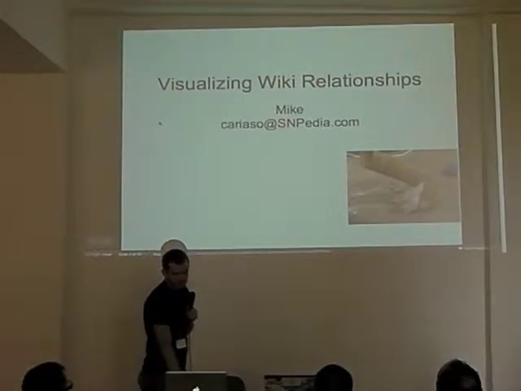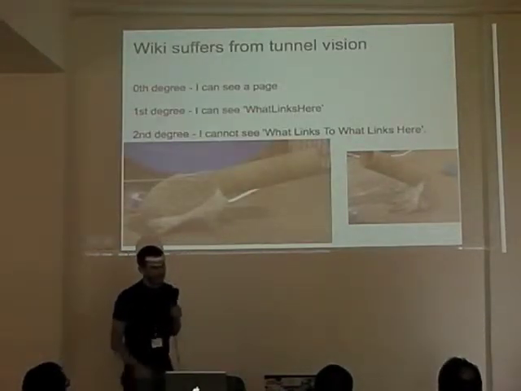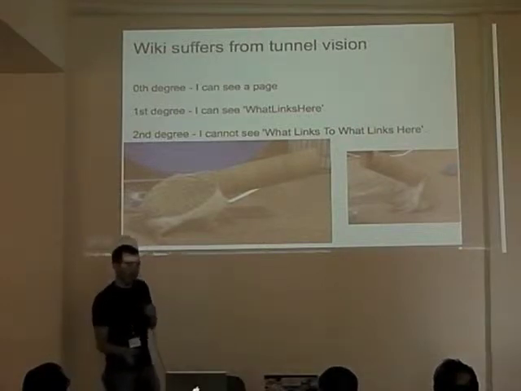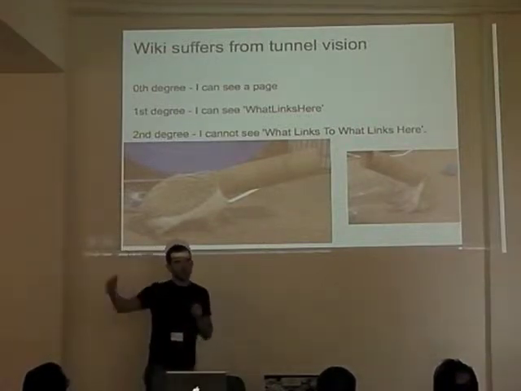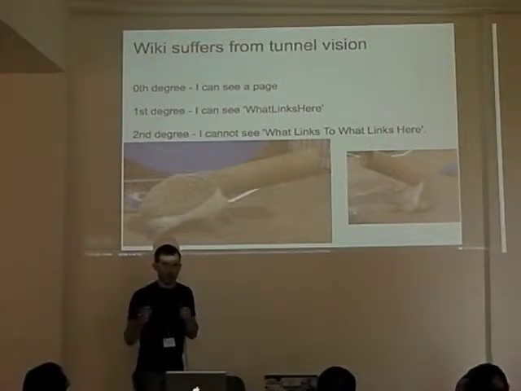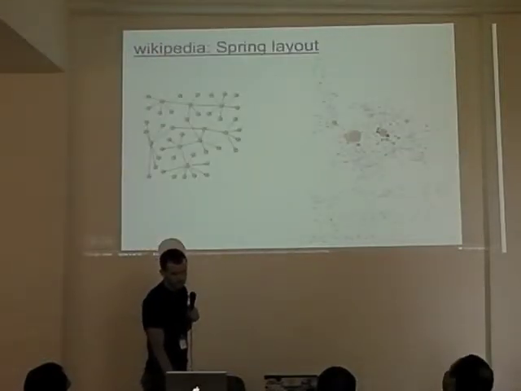What I want to stress is that wiki is sort of experiencing, for me, a bit of a case of tunnel vision. I can see the 0th degree, the page I actually want to look at. I can ask what links here and see pages that talk about my page, but I can't see what links to what links here, and I sometimes need that sort of context.